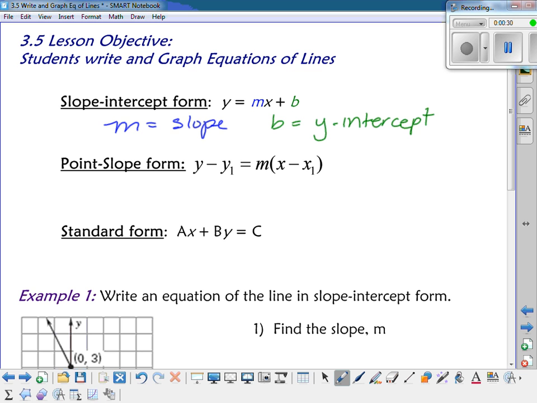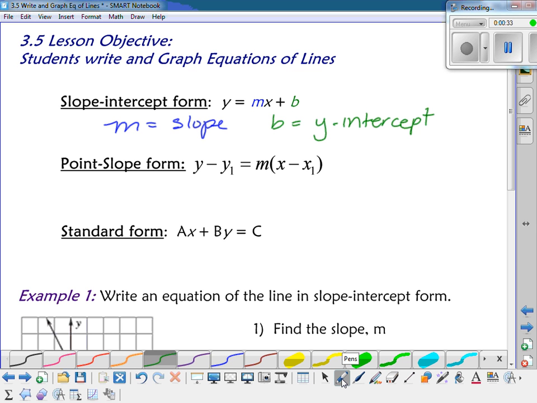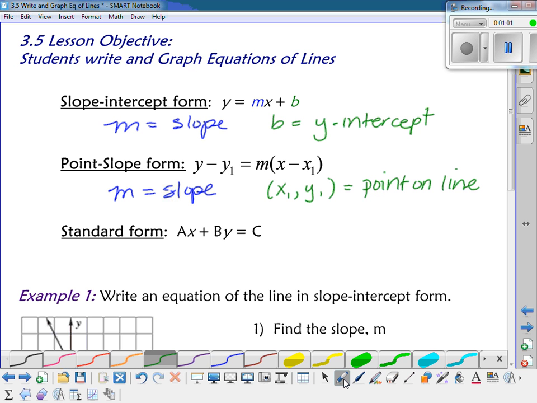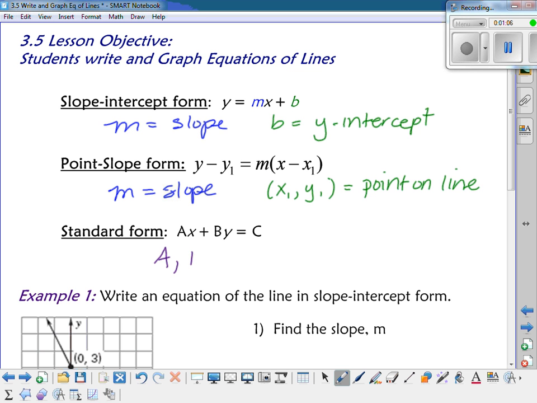The point-slope form is y minus y sub 1 equals m times x minus x sub 1. In that case, m is still the slope, and x sub 1, y sub 1 is a point on the line. And then standard form: ax plus by equals c. With standard form, that means that a, b, and c are all integers.